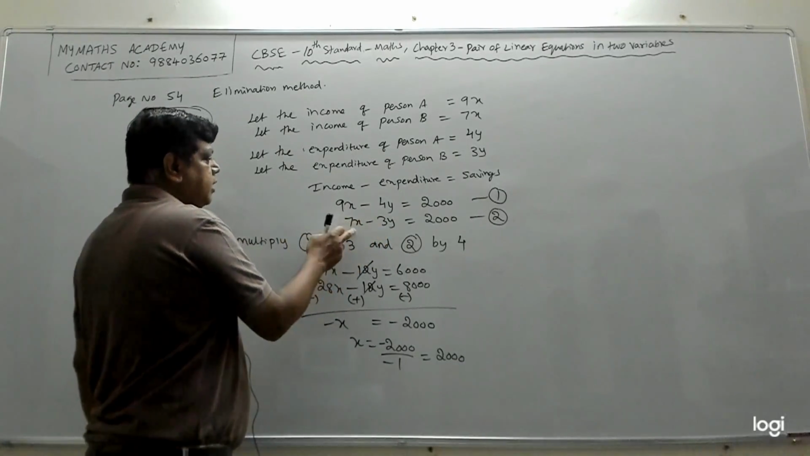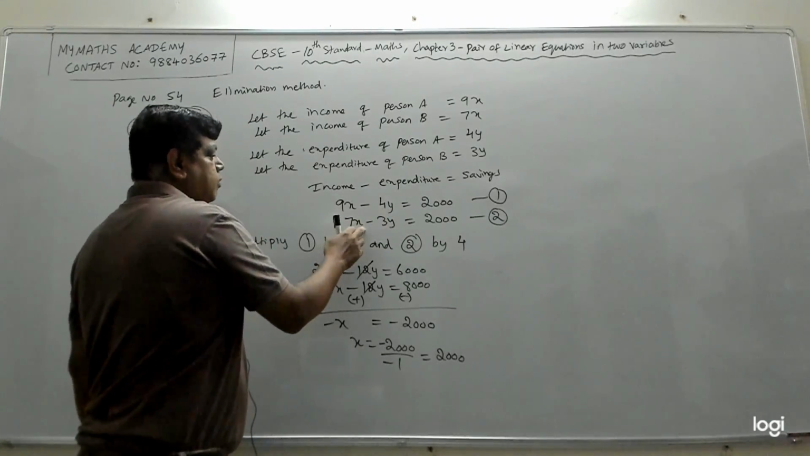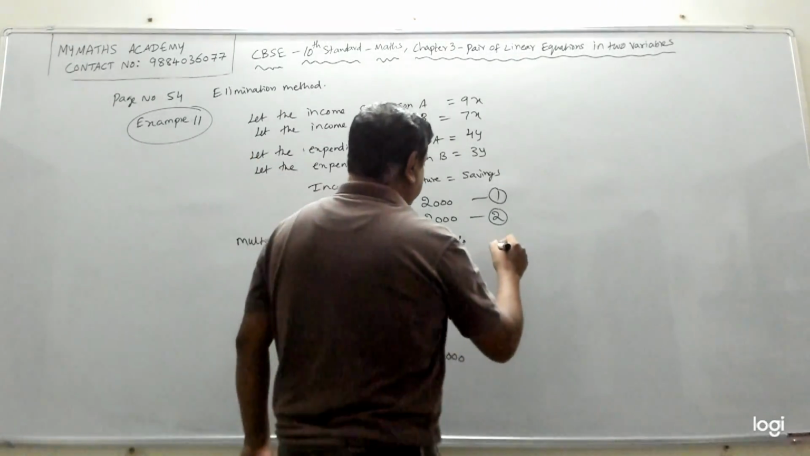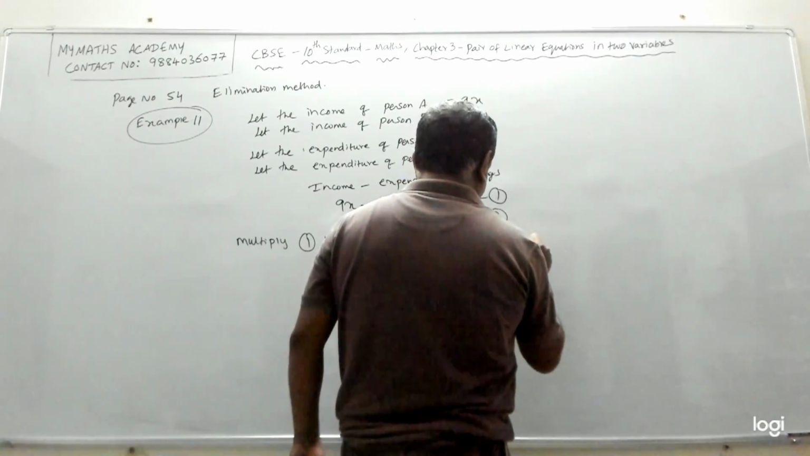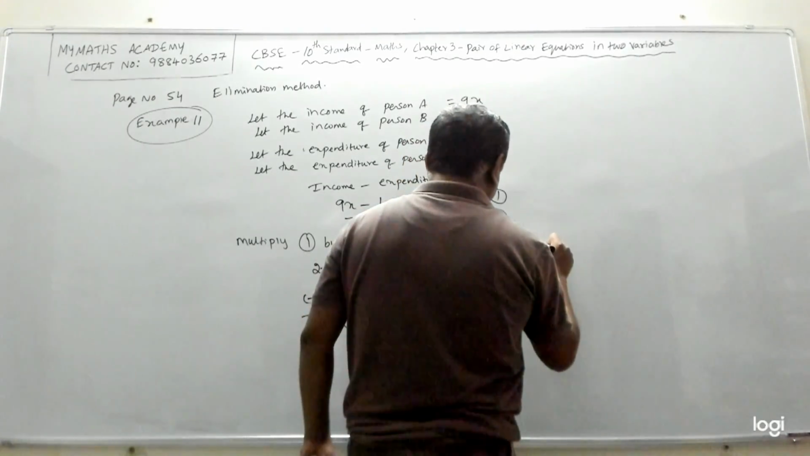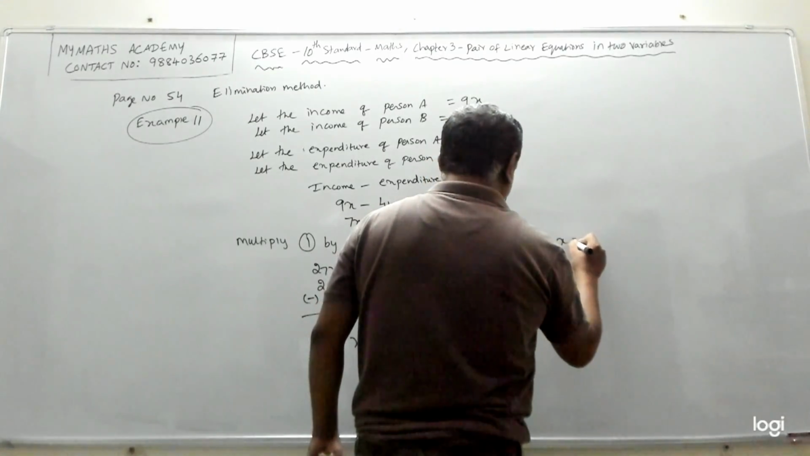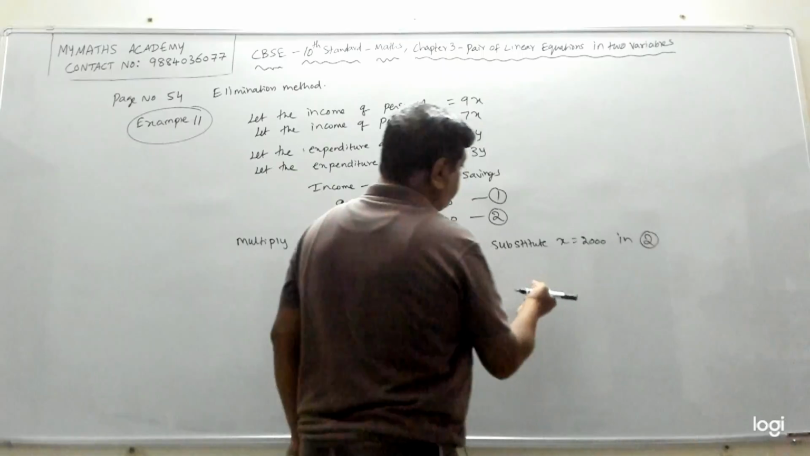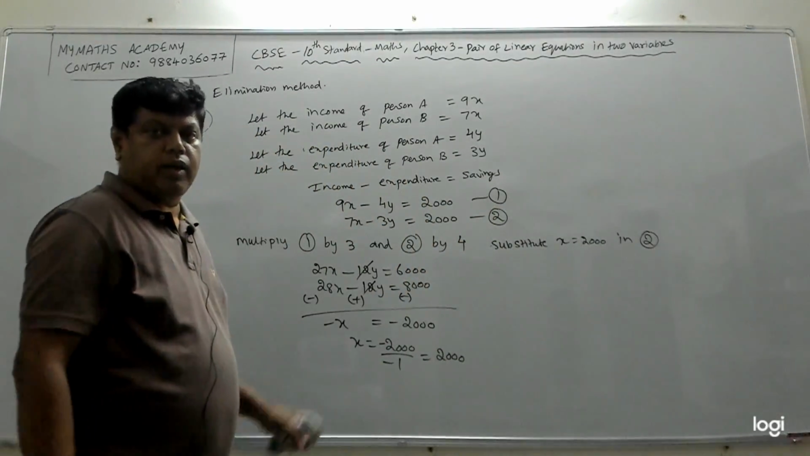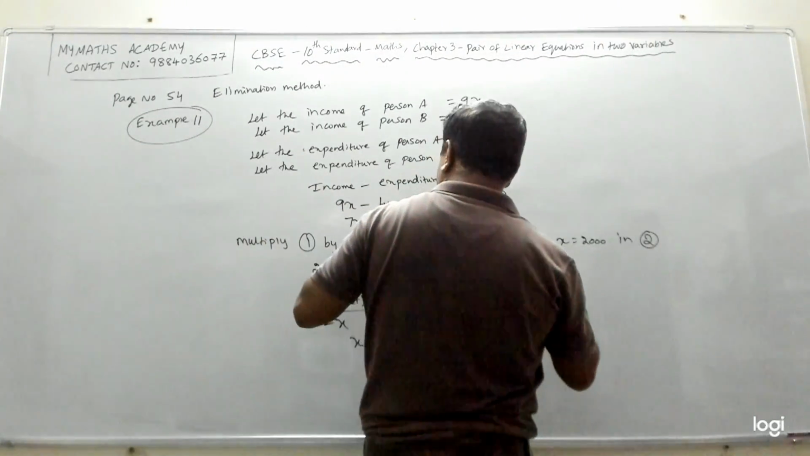So this is the easier equation because it doesn't matter. This is 7 and 3. This is 9 and 4. This is a little bigger. So we'll use this. So we'll substitute x is equal to 2000 in the second equation. We can put it in the first equation also. Anything is okay. Any equation you can substitute. So if you substitute, what do we get?